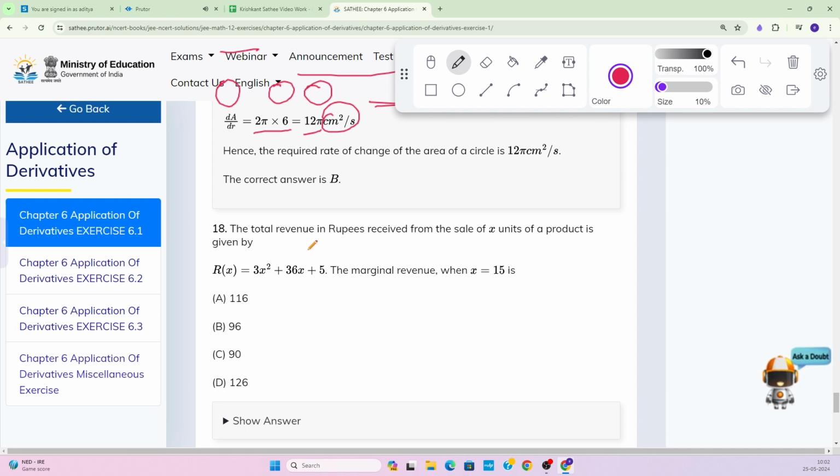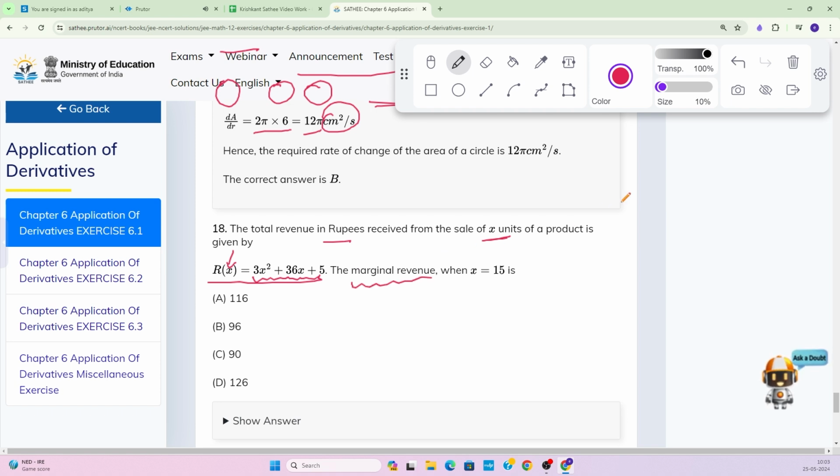Okay, first of all, let us observe what the question is saying. The total revenue in rupees received from the sale of x units of a product is given by this expression. If x units are sold, this means this much money you will receive in rupees. So you have to find the marginal revenue.